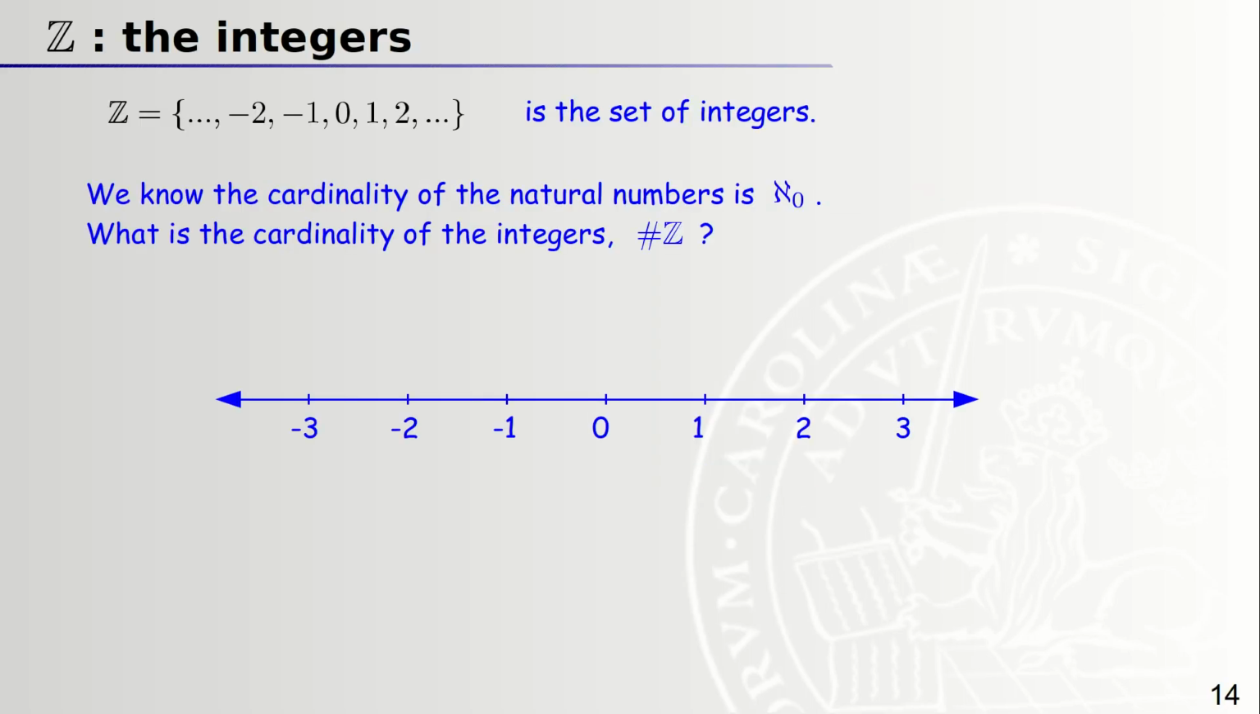Let's begin with the set of integers, Z. That is, the natural numbers and the negative numbers taken together. It would seem that this means there are almost twice as many integers as natural numbers. Let's look at this.